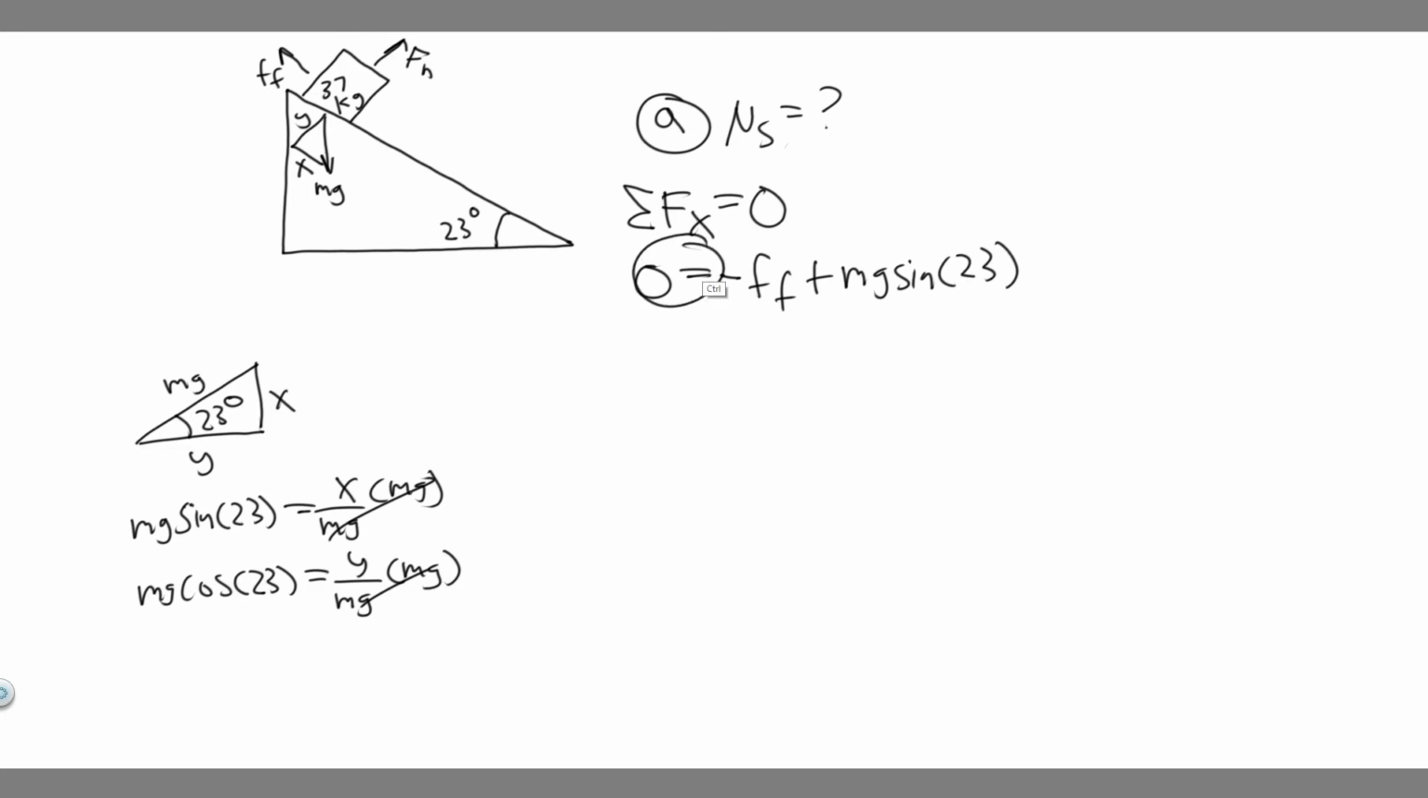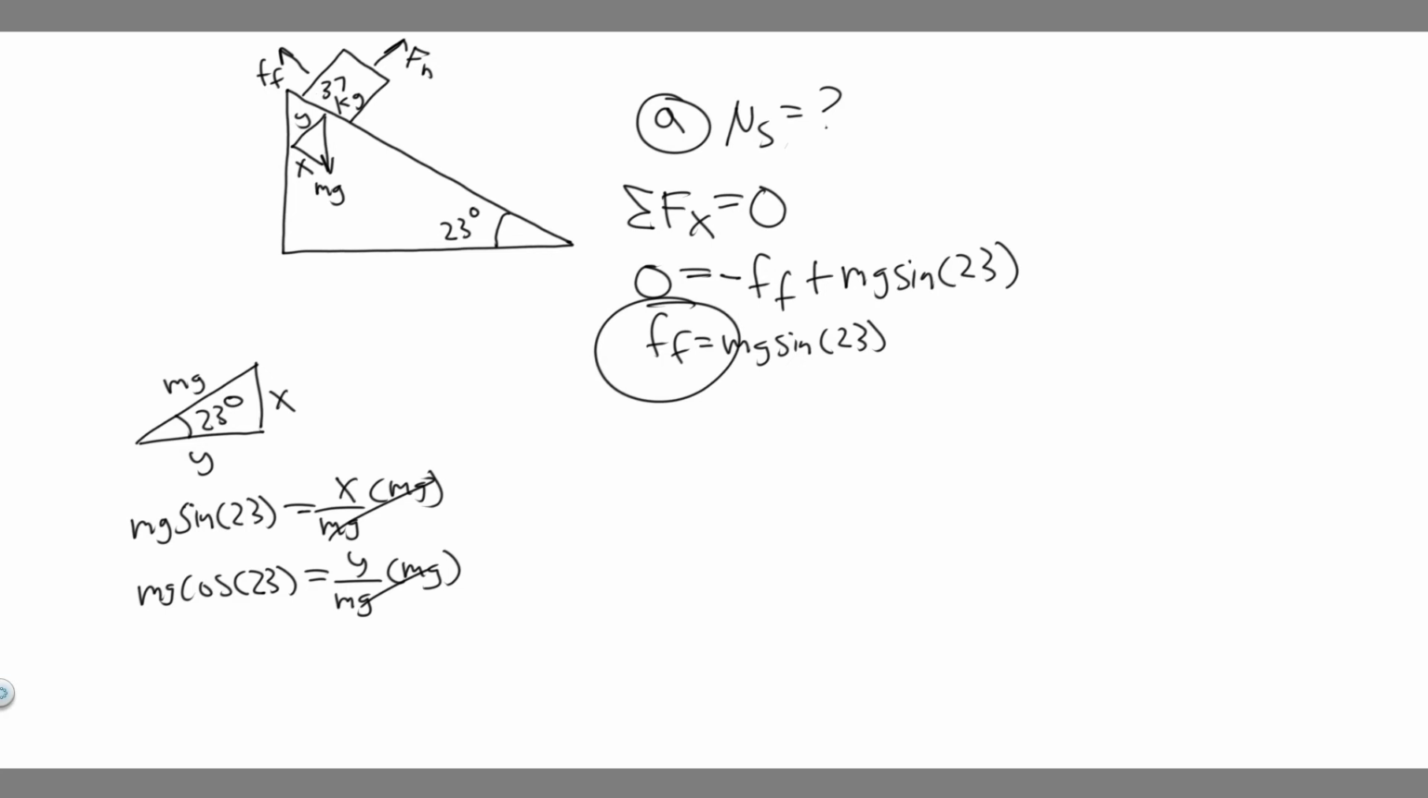And so what we know, if we add this to the other side, the force of friction is essentially just equal to mg times the sine of 23. And this makes sense, right? Because we only have this force, and in order for it not to move, they have to be equal. So the force of friction equals mg times the sine of 23.